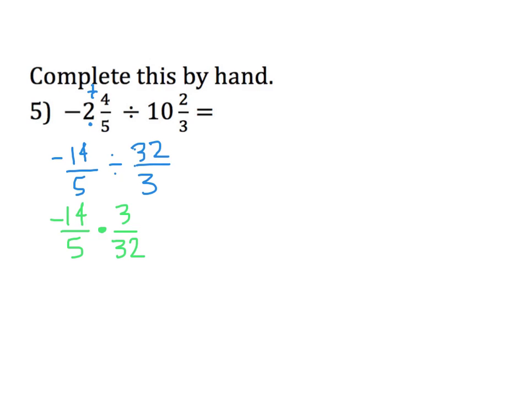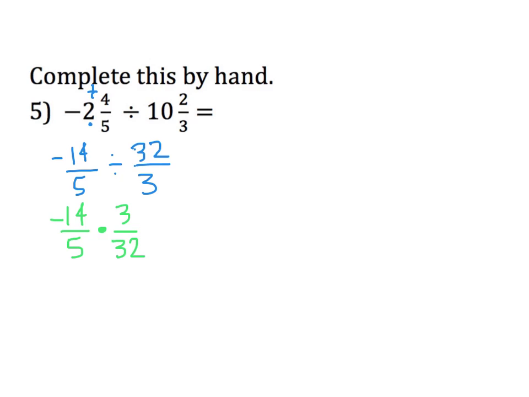All right, so first I converted the fractions to improper fractions. Then I did copy dot flip. So I copied the first fraction, changed the second one to a multiplication sign, and then I flipped the second one. So the 3 was on the bottom, now it's on the top. 32 is on the top, so now it's on the bottom. If you want to, you can cross cancel at this step. So that's what I'm going to go ahead and do now.